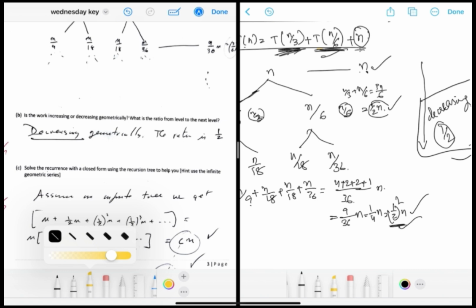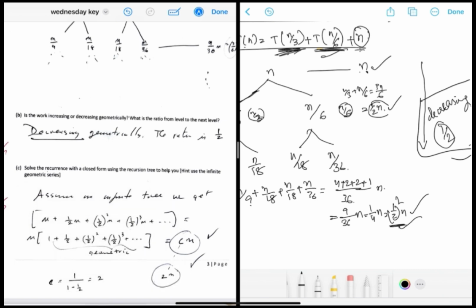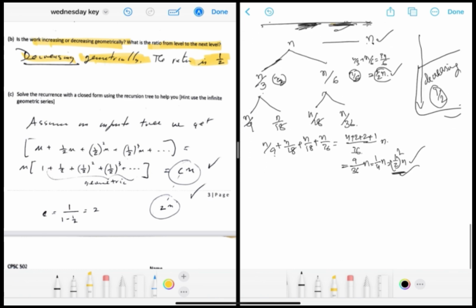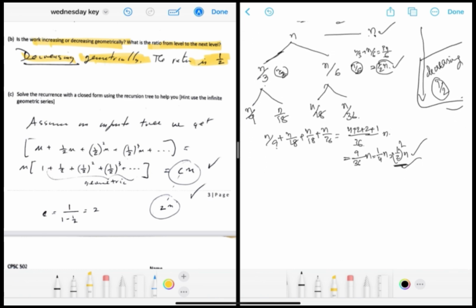Is the work increasing or decreasing geometrically? What is the ratio from one level to the next level? Yeah, so that is what I was discussing just now. So it is decreasing, and it is with a ratio of 1 by 2, and it is geometric. And the next question, C, is solve the recurrence with a closed form using the recursion tree to help you. The hint is infinite geometric series.